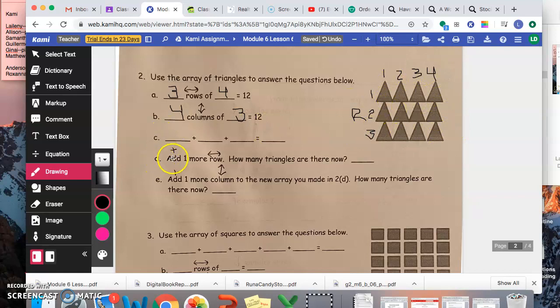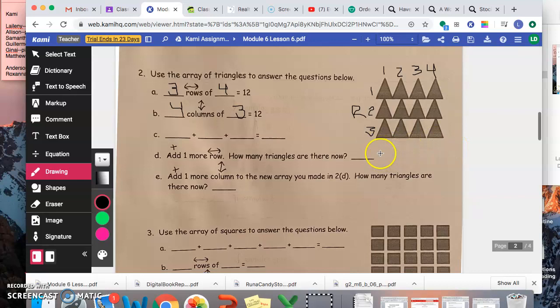D now says that they want you to add 1 more row, okay? So that means they want you to draw in another row. Remember, row is going across, okay? So they want you to do another row of triangles. You're just going to draw another row of triangles. Now they're asking, how many triangles are there now? Now you're going to add all the triangles together, and I want you to put the answer there.